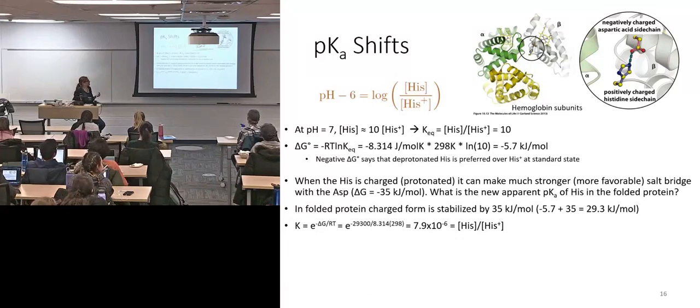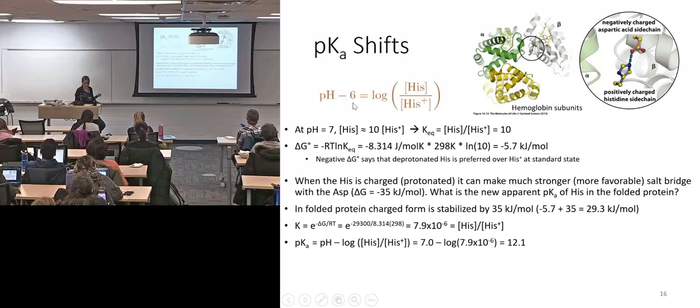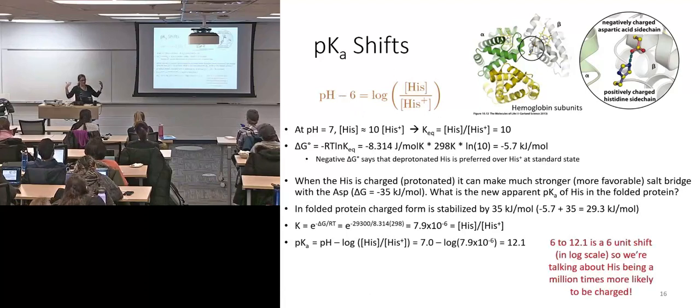And if I want to get pKa, I can plug this ratio in here to the logarithm. pH was 7, I said, let it just be 7, we're in the body, and calculate the actual pKa value. This was pKa here: 12.1, that's what I got. The way to think about this, going from 6 to 12.1, it's a 6-unit shift in a log scale, a base 10 log scale. It means we're talking about his being 1,000,000 times more likely to actually be charged with its proton in real life. That is what is being illustrated here.